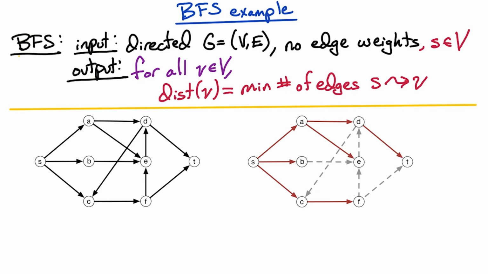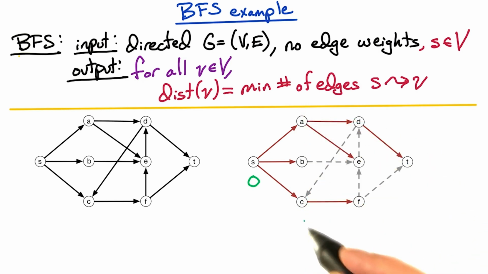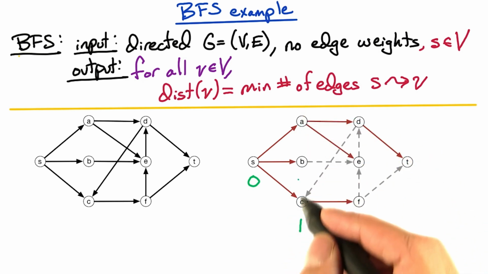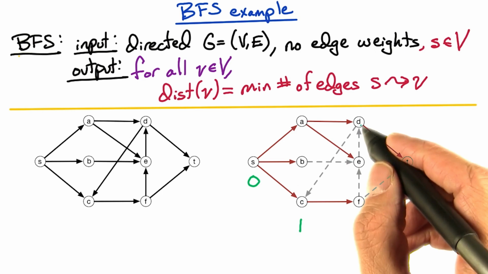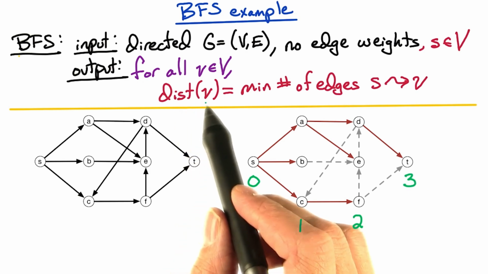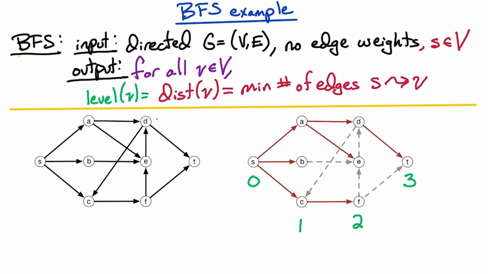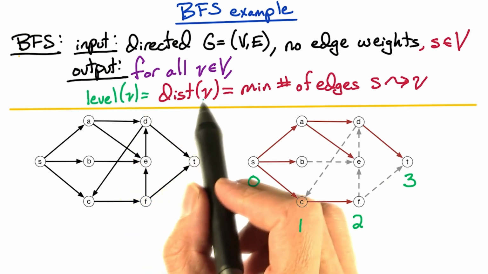Now let's look at some properties of BFS. Notice this is exploring the graph in layers. Now in the first layer or level is only vertex S itself. So this is at level 0. Then the neighbors of S are at level 1. So A, B, and C are at level 1. Then we have that D, E, F are at level 2. And finally vertex T is at level 3. Now the level of a vertex is the same as the minimum number of edges to go from S to that vertex. So formally the level of a vertex is the same as the distance.